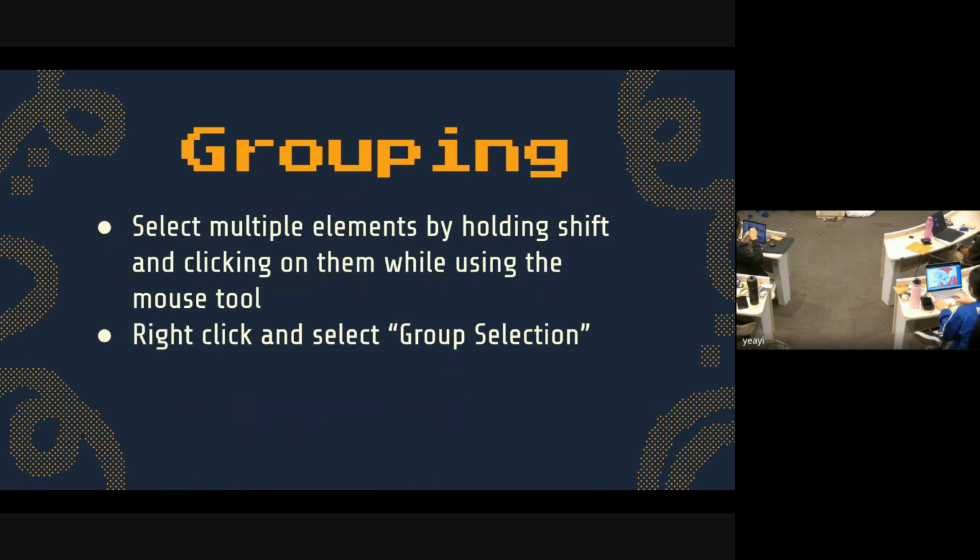Now, how do you group elements together? It's basically how you would group files in your file explorer. So what you have to do is hold shift and click multiple elements at once, or you can use your mouse and create a selection field. Kind of exactly the same as you do in your file explorer. Next, you press right click and then you select group selection.